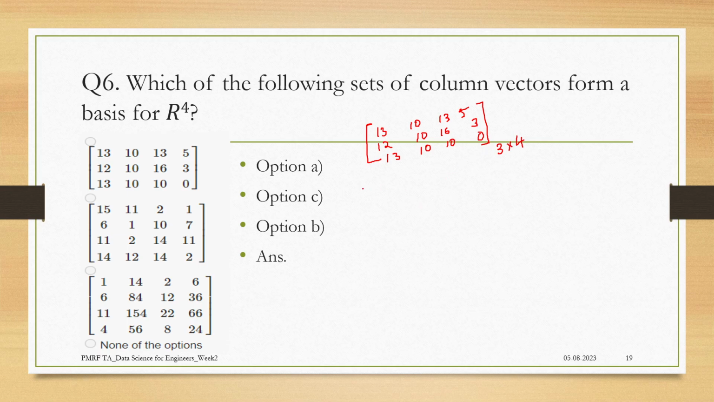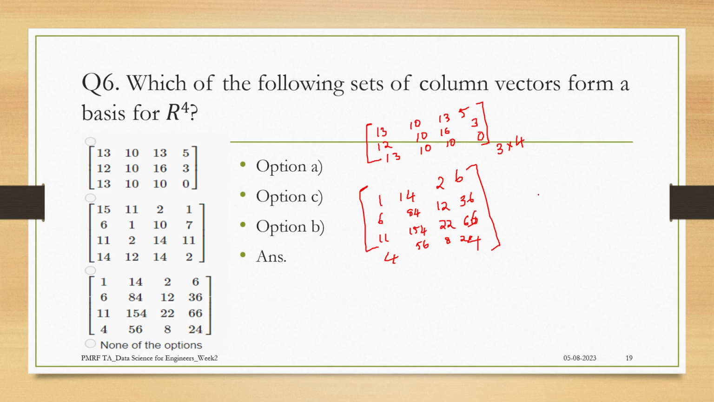Secondly, we will see option C. What is the problem with option C, or is there any problem? Will it form? I'll just write this one. 11, 154, 22, 66 and 456, 8, 20, sorry, 24, 66. Okay, I'm looking at the answers. Column, okay, yeah, that is fine.